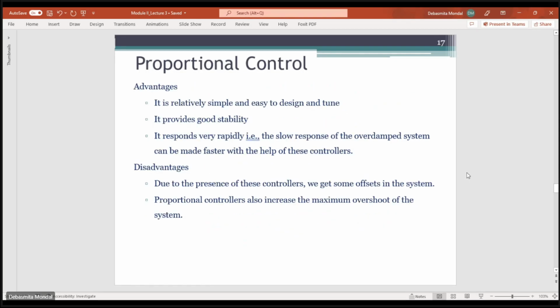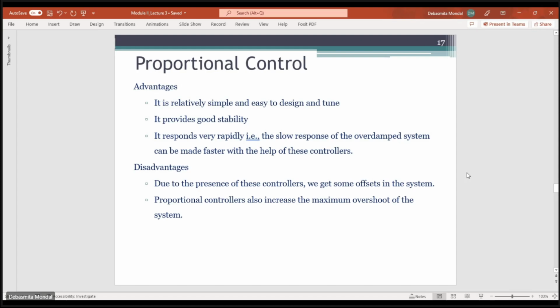So mainly, the advantage of proportional control action is that it is very simple and very easy to design, because as I have told, it acts only like an amplifier with a variable gain. You just have one parameter to change. You can either have a high gain or a lower gain. So construction wise, it's very easy and simple to design, and also it provides good stability.